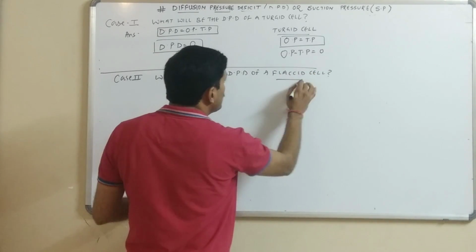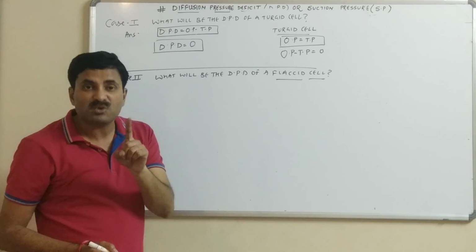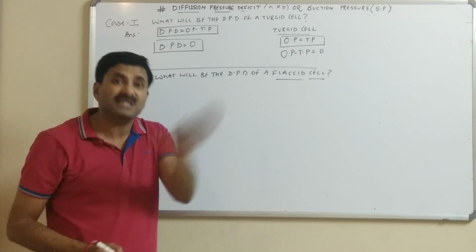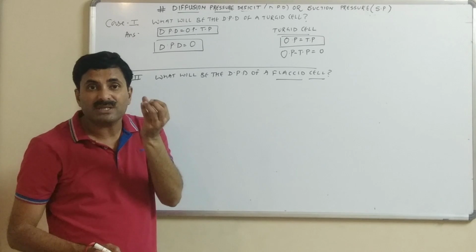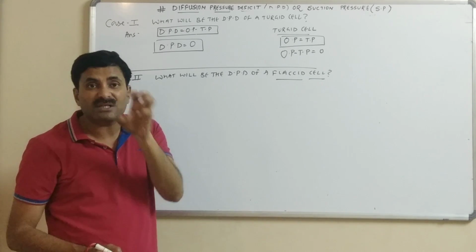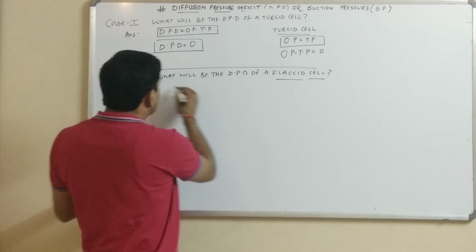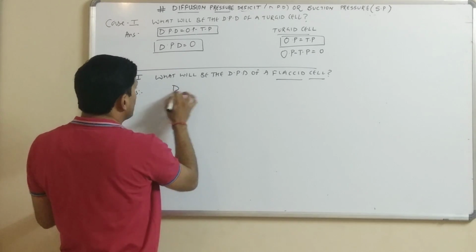You must know about a flaccid cell and a turgid cell. A cell in which water has entered is called a turgid cell, and a cell in which water has exited out is called a flaccid cell. Means a swollen cell will be called a turgid cell, and the shrunken stage is called the flaccid cell. Now what happens here? We know very well what the DPD of a flaccid cell will be.